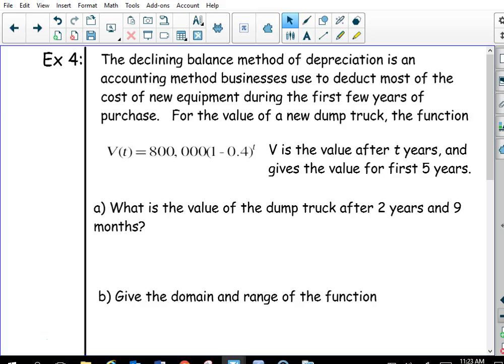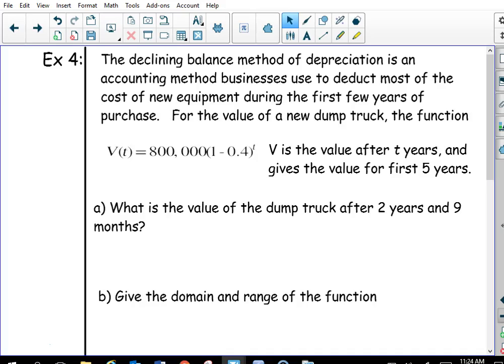Okay. Next problem is kind of a different problem, but I wanted you to see an example because it's really not too bad. First of all, they give us our exponential equation, and it has to do with how big investments in equipment get depreciated. That means their value decreases. It decreases a lot in the first few years of the purchase.